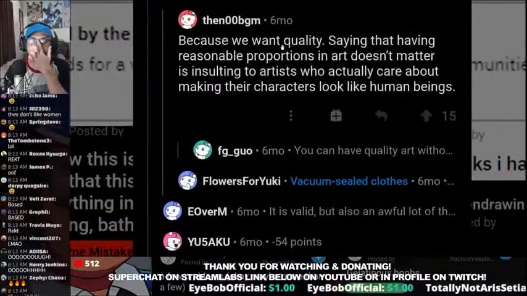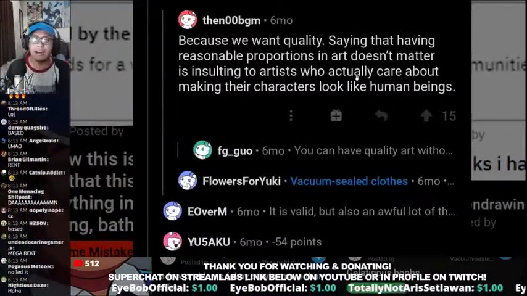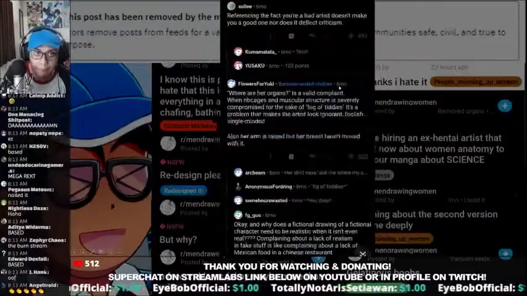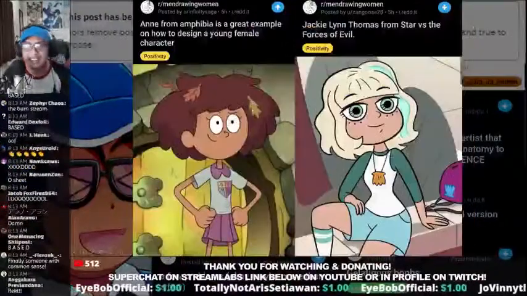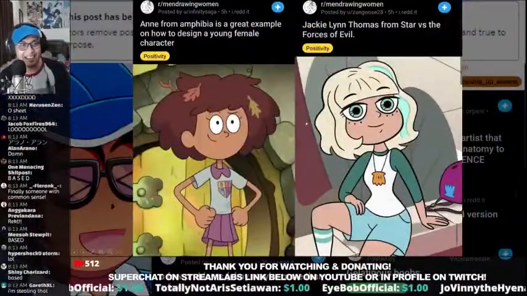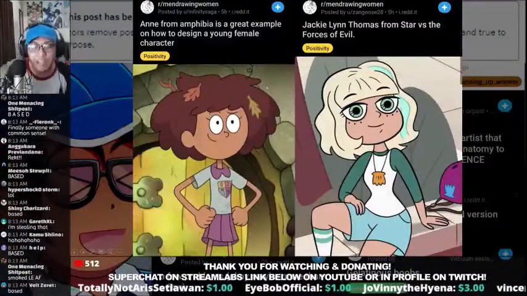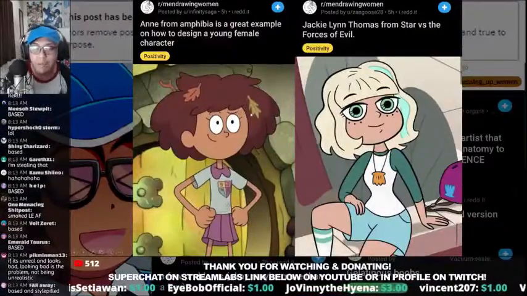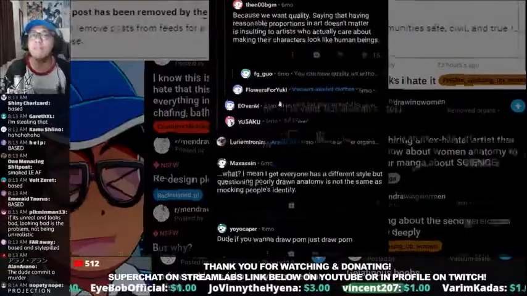Saying that having reasonable proportions in art doesn't matter is insulting to artists who actually care about making their characters look like human beings. Here's the problem. You cited these. These are not realistic. These are very stylized, but you consider this positivity. So your aim is not to make these realistic. Your aim is to make it so that it doesn't bother you.